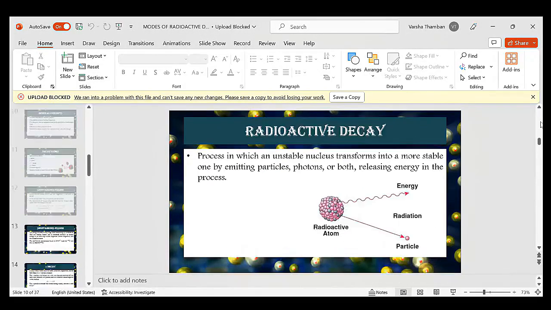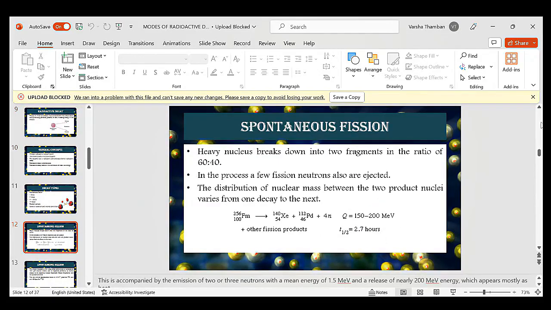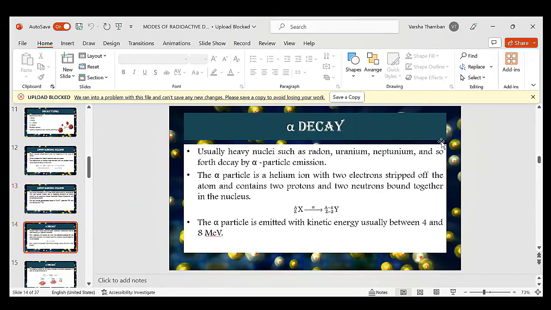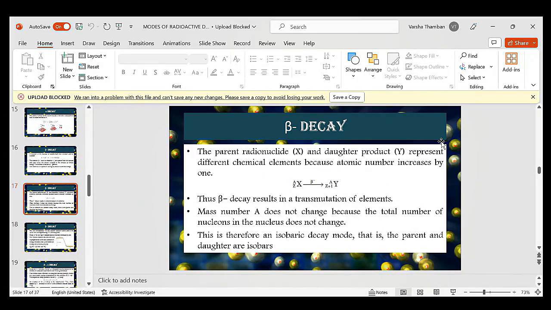So that is about our radioactive decay. We have learned about alpha decay and spontaneous fission. In spontaneous fission, what happened? Larger nuclei will split into two. In alpha decay, the atomic number decreases by 2 and the mass number by 4. And then we have beta minus decay, where the nucleus will give a proton and an electron. My atomic number will be increased by 1.